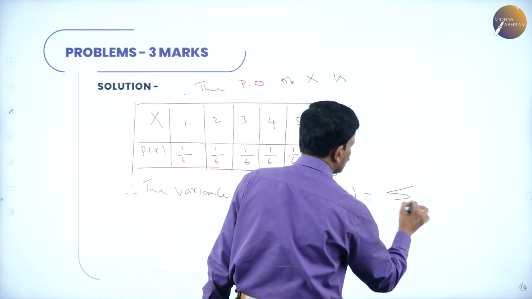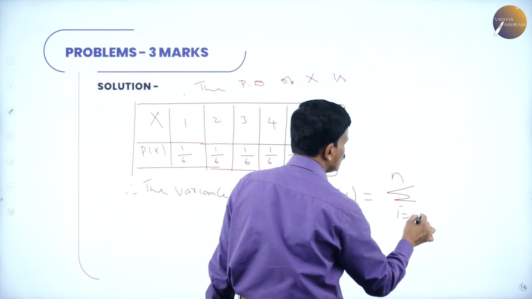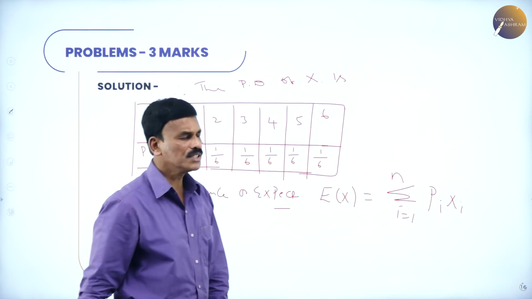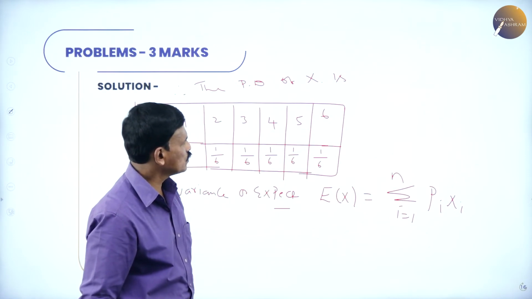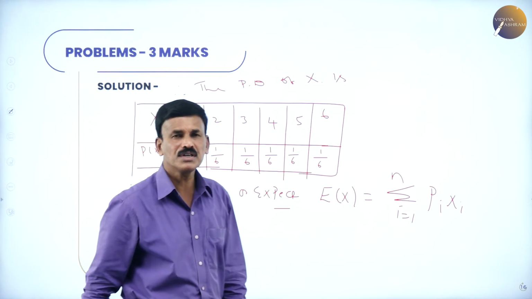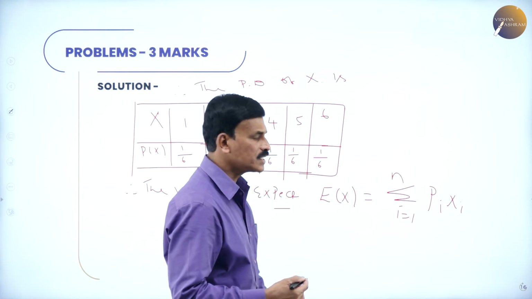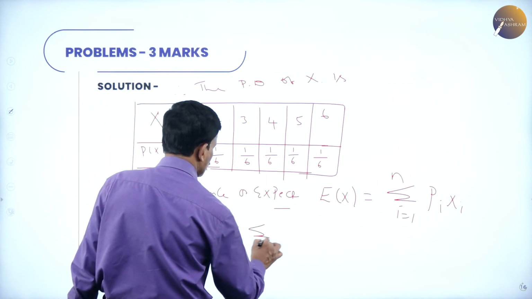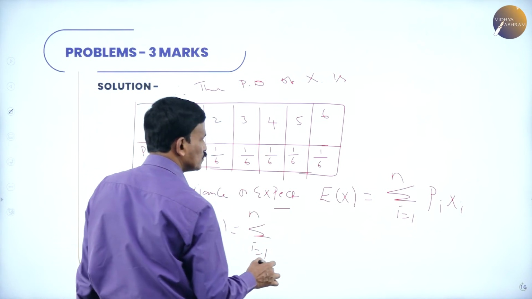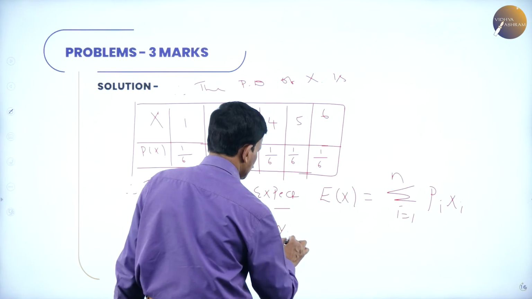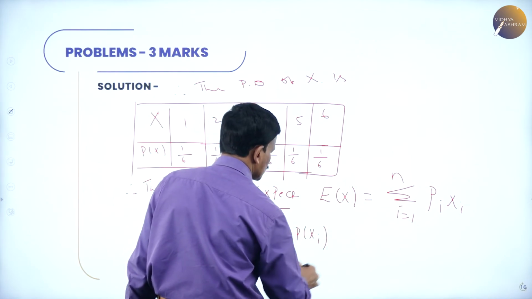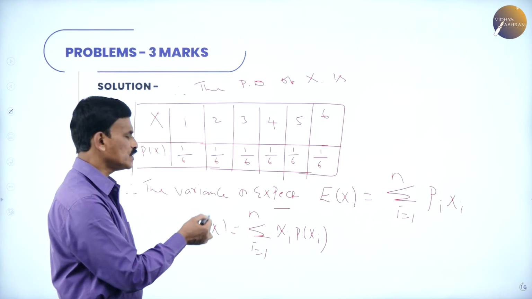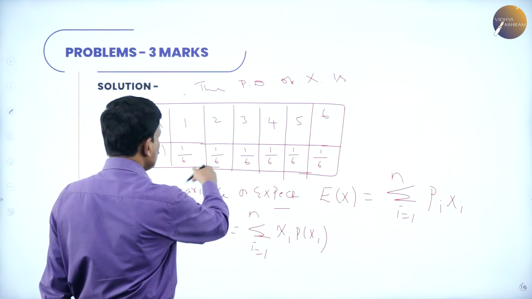E of x is equal to sigma i is equal to 1 to n, p of i into x of i. So what is the expectation? E of x is equal to sigma i is equal to 1 to n of p of i into x of i. You can also write it like this, x of i into P of x i. Now, multiply this, that's all.